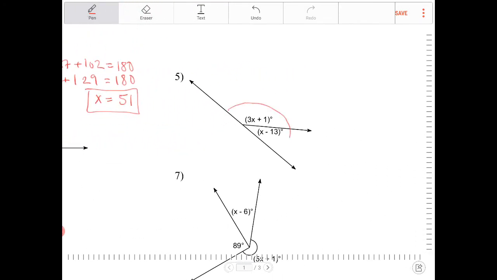Here in this case, again, these two angles form a linear pair. Because they form a linear pair, 3x plus 1 and x minus 13 add up to 180. Combine like terms, I get 4x minus 12 is equal to 180. Add 12 to both sides, I get 4x is equal to 192. Divide by 4, I end up with, what is this, 48?